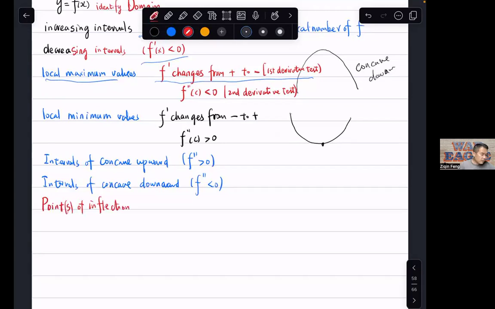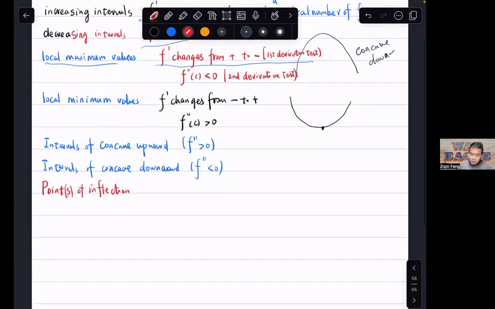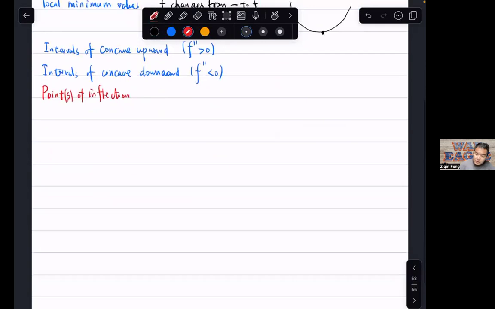Okay, so now let's see an example, right? Let's try to discuss one more example, right? To get all the increasing, decreasing intervals and local maximum, minimum values, and also the concave up and downward intervals and the points of inflection. I eventually want to sketch the graph, right? So the function here, so follow the guidelines, right?